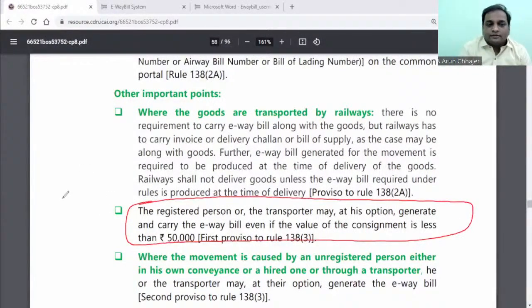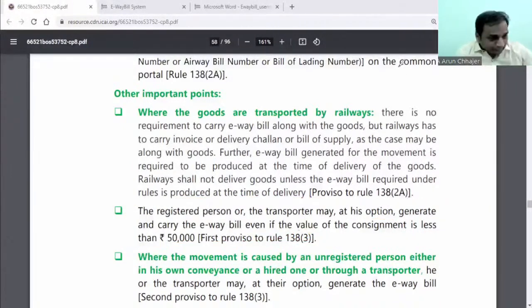So you remember that yesterday we discussed e-invoicing, that optionally or voluntarily it is not available, only if your aggregate turnover exceeds the prescribed limit. If your aggregate turnover exceeds the prescribed limit, then only you are required to prepare the e-invoice. Correct? Voluntarily, if I like to generate the e-invoice, not possible. But e-way bill, normally it is for more than 50,000, but rule 138.3 says voluntarily it is optional. If you like to generate the e-way bill for a consignment value less than 50,000, no problem, you can generate. Let me discuss certain queries.